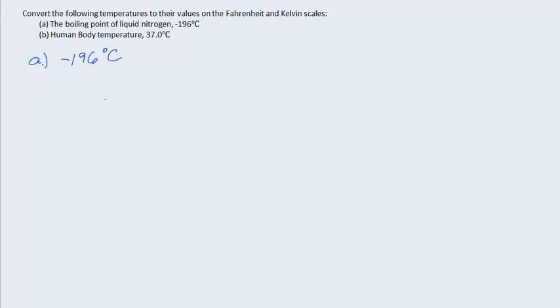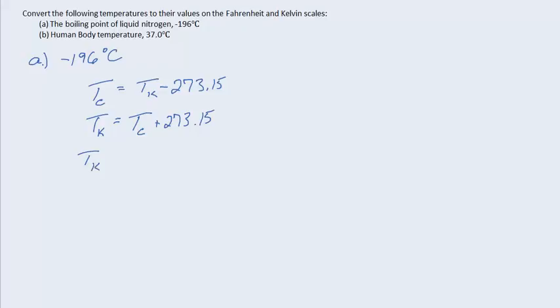If we are given negative 196 degrees Celsius for nitrogen and asked to convert it to Kelvin, we could do so by the following equation that states that temperature in Celsius is equal to our temperature in Kelvin minus 273.15 degrees. Since we're trying to solve for temperature in Kelvin, we can rearrange the equation, which gives us a new equation that states that our temperature in Kelvin is equal to our temperature in Celsius plus 273.15 degrees.